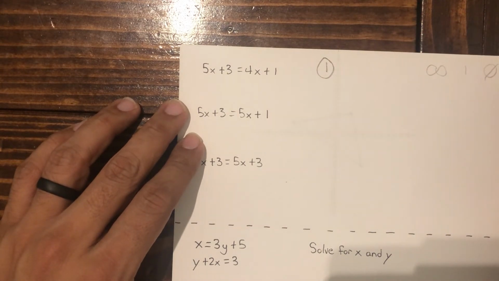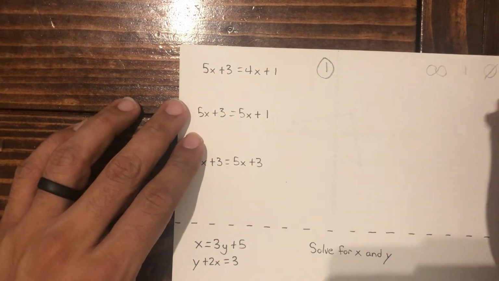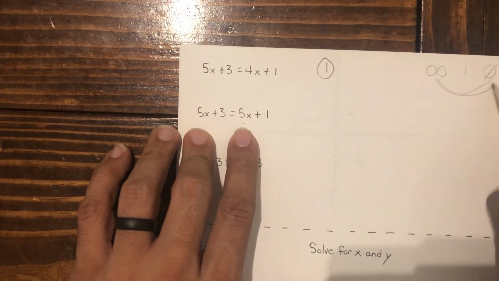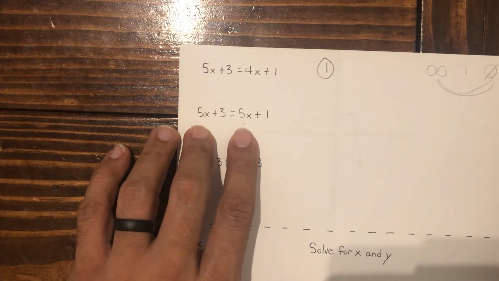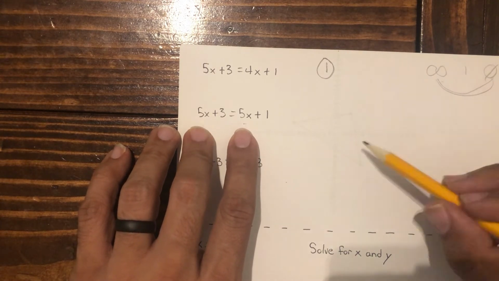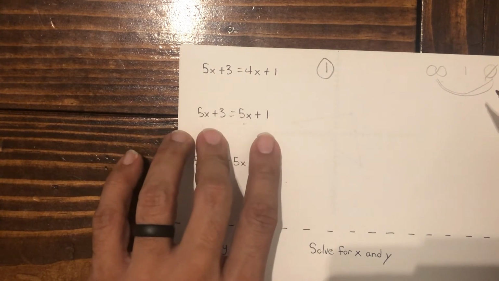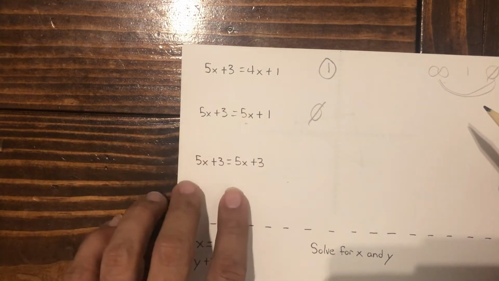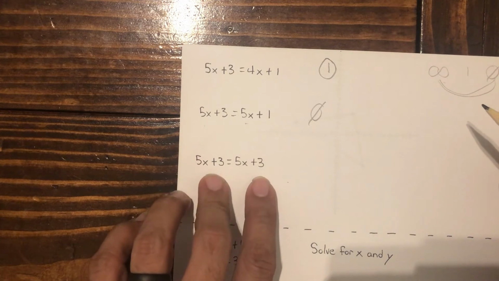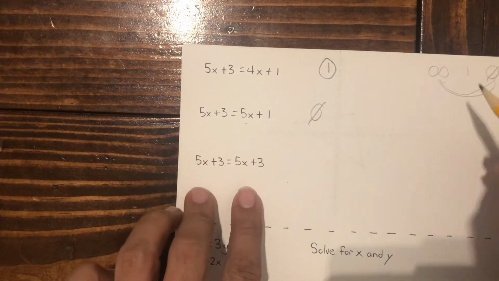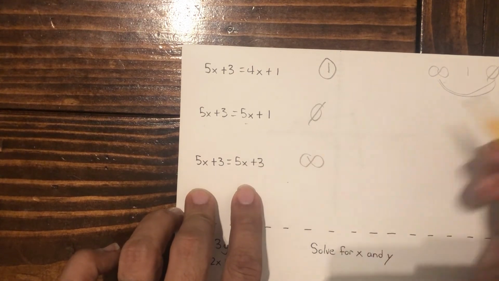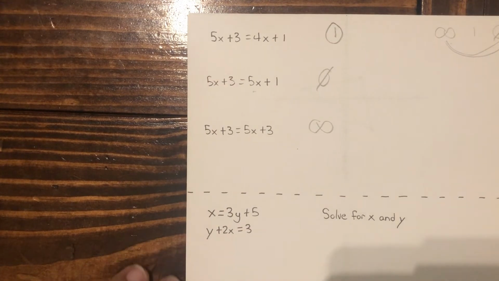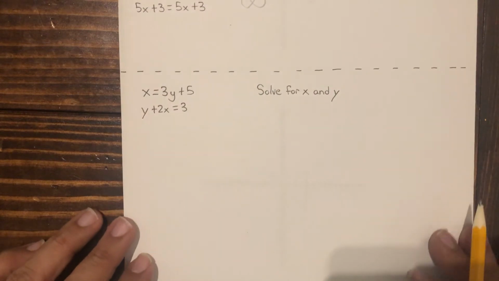Okay, one solution. If the slopes are different, it's one solution. If the slopes are the same, then you have one of these options here, infinity or 0. Now infinite means everything's the same. Is everything the same? Nope. So it's got to be 0 solutions. Here, the slope is the same and the y-intercept is the same. Everything is exactly the same. Infinite solutions.